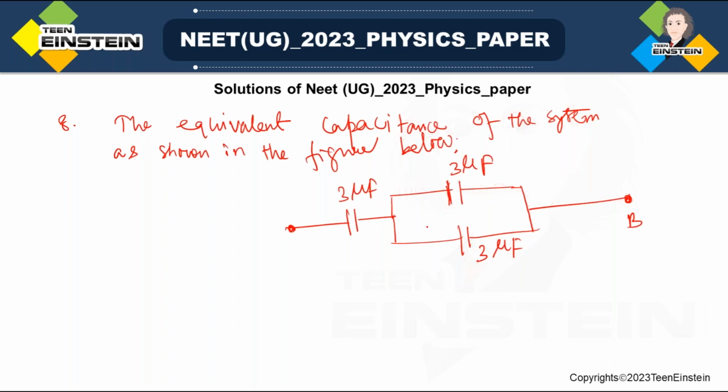Now, see, we have to find out the equivalent capacitance. Options are given: option A is 3 microfarad, option B is 6 microfarad, option C is 9 microfarad, and option D is 2 microfarad.